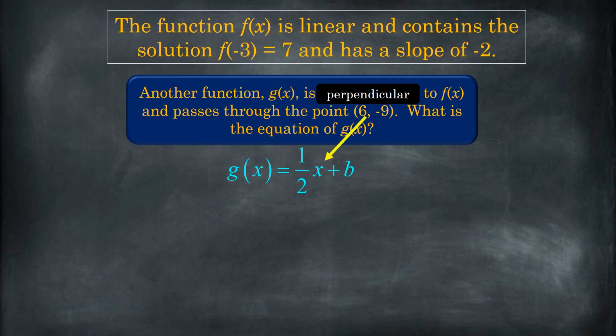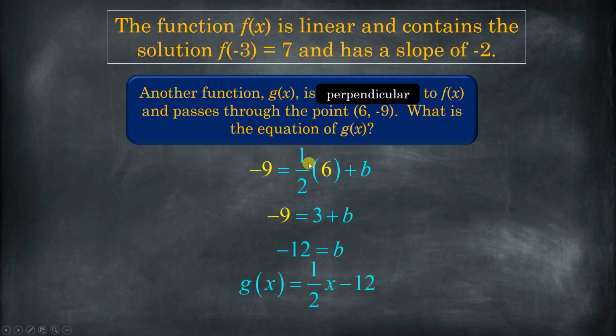Okay, so now, to find the equation, we have to find the y-intercept. We need to figure out what this number is right here. I think the easiest way to do that is plug in your x and your y values. You're going to put a 6. You're going to put a -9 over there, because that's what y is, and you simplify it. Half of 6 is 3, right? 3 plus what is -9? Oh, man, -12. So your answer is 1/2 x minus 12.